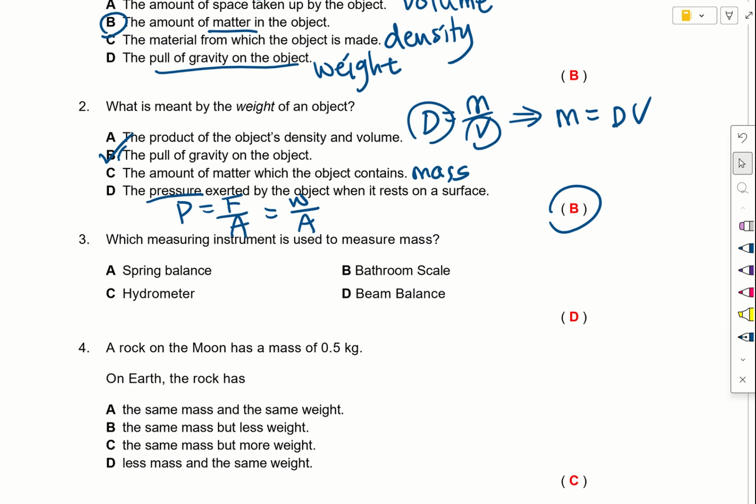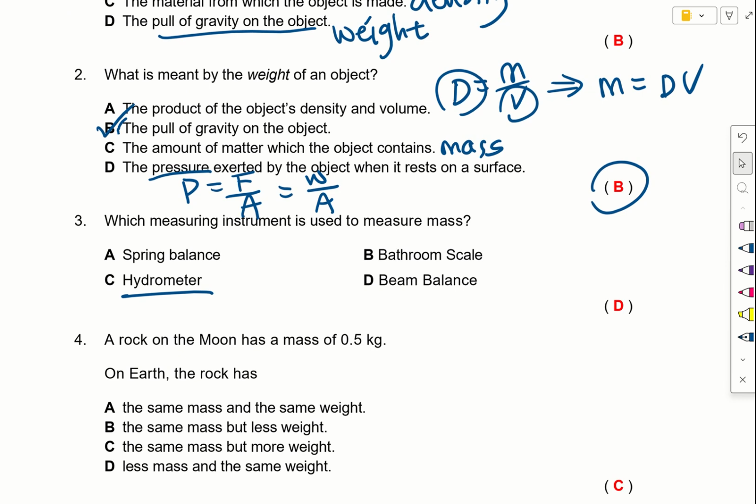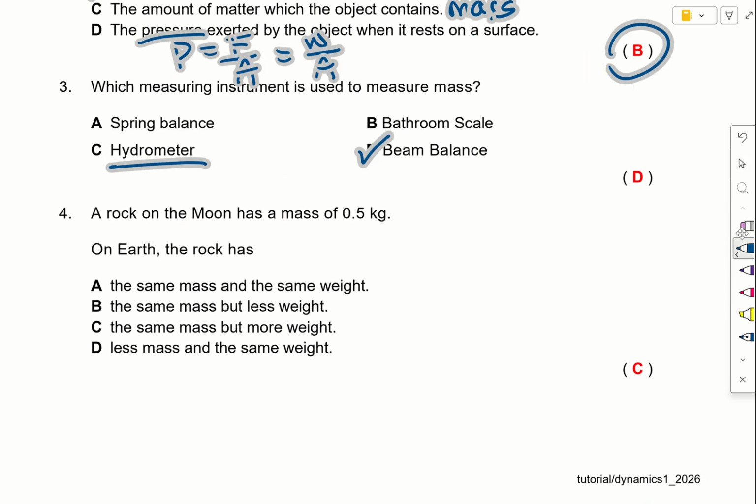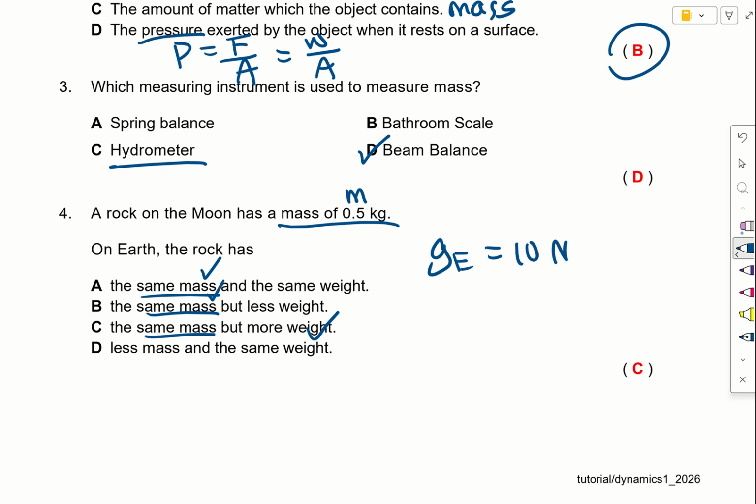Now, which measuring instrument is used to measure mass? So hydrometer is not really in the syllabus. To measure mass, the answer is actually using a beam balance. Now, a rock on the moon has a mass of 0.5, so this is the M. On Earth, the rock has the same mass, because mass is the amount of matter in an object, so it doesn't change. On Earth, it will have more weight, because the g of Earth, we take it as 10 Newton per kg. The g of the moon, because the moon is smaller, is about 1.6 Newton per kg.